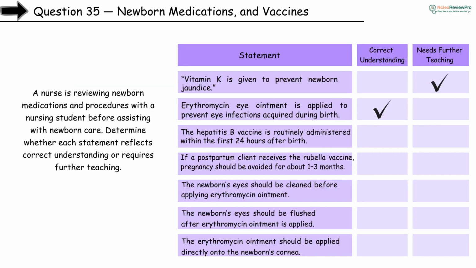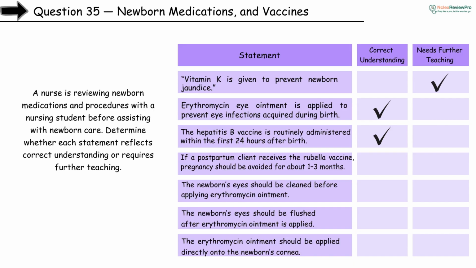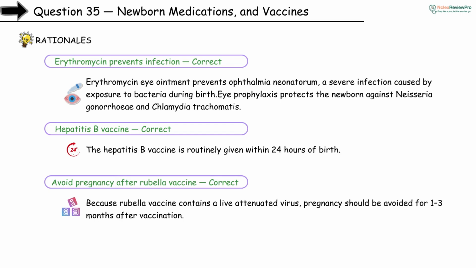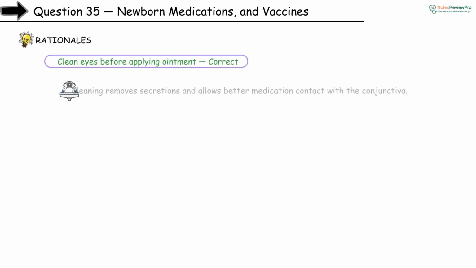The hepatitis B vaccine is routinely administered within the first 24 hours after birth. Correct. This is standard newborn immunization practice. If a postpartum client receives the rubella vaccine, pregnancy should be avoided for about 1 to 3 months. Correct. This is a live attenuated vaccine, so pregnancy must be avoided temporarily. The newborn's eyes should be cleaned before applying erythromycin ointment. Correct. Cleaning removes secretions and allows proper contact of the medication.